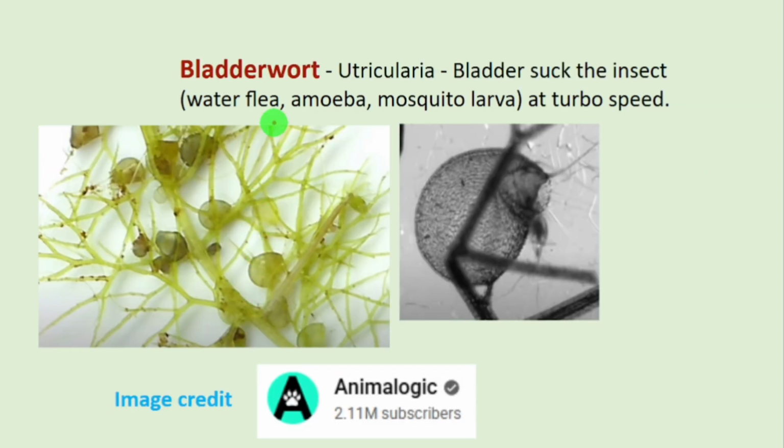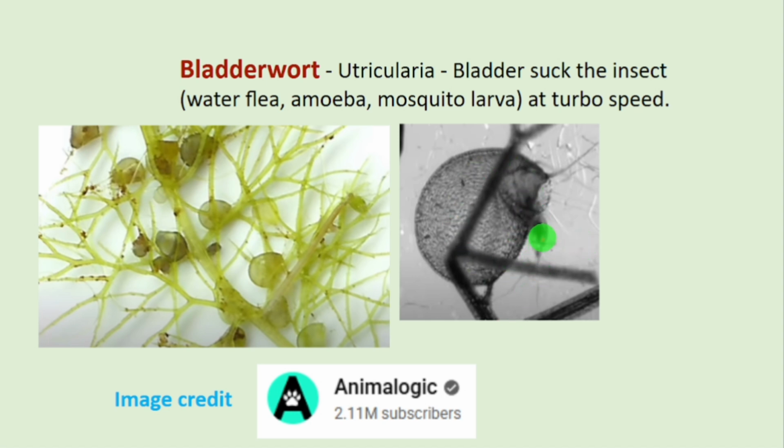So this is bladderwort. This name comes from the small bag-like structure they have. This bladder has negative pressure inside, so it can suck anything that comes at the mouth of this bladder. Water flea, amoeba, mosquito larva, these are sucked in at turbo speed. These images are from the YouTube channel Animal Logic. You can see the actual video there, and they have done a time lapse.